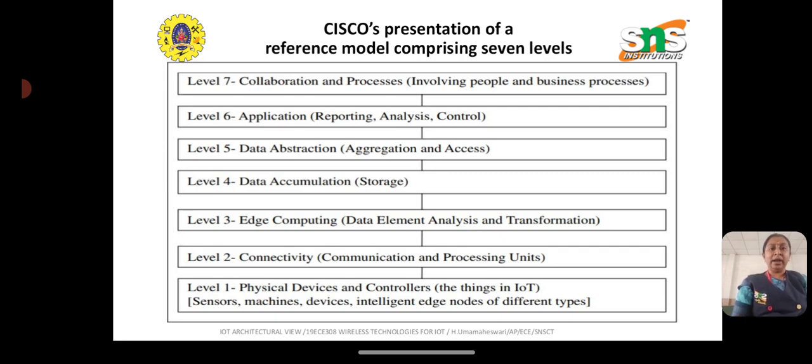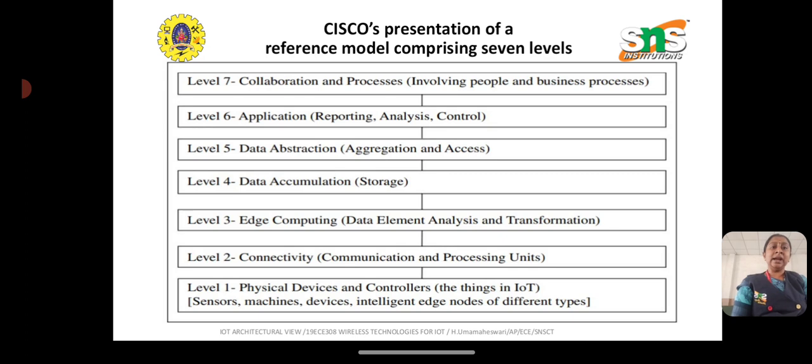Level 1, the physical devices, can be compared with the OSI layer, the Open Systems Interconnection model, which has seven layers: physical layer, data link layer, network layer, application layer, presentation layer, and session layer. Likewise, the Internet of Things has 7 levels. In level 1 we have physical devices and controllers, where physical devices are the sensors, machines, devices, and intelligent edge nodes of different types.